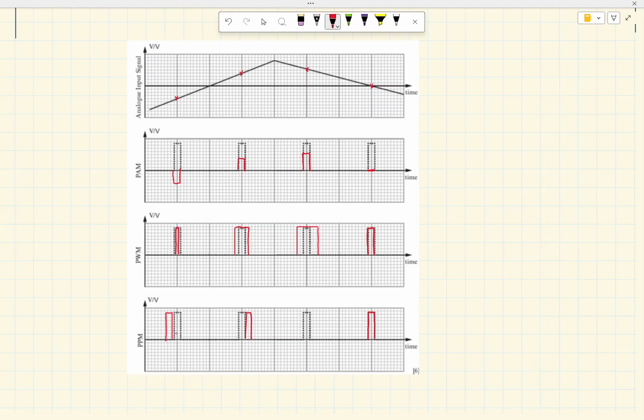like so, and then this one is our maximum voltage. Well, it's not maximum voltage, but it's the maximum voltage that we've certainly sampled. So I'm going to go then a little bit further in front on there like so. So there's representative of our pulse amplitude, pulse width, and pulse position modulation.